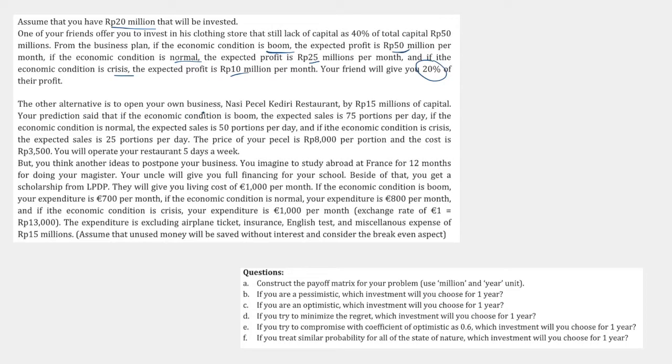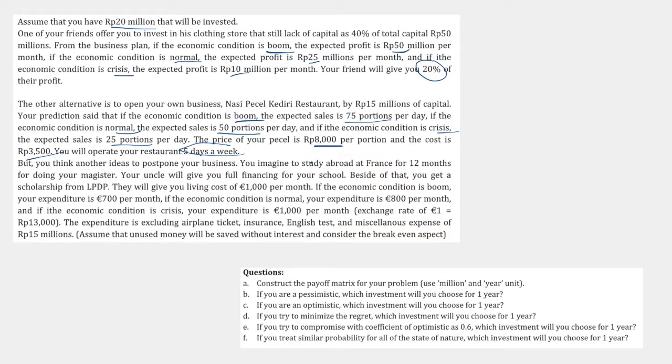Our next alternative is to open our own business, which needs 15 million of capital. Also, there are three economic conditions here. On boom, we will be able to sell 75 portions. On normal, we only sell 50, and on crisis, we hit the lowest at 25 portions per day. Our price per portion of the pecel is 8,000 rupiah, and the cost per portion is 3,500. We will operate 5 days a week.